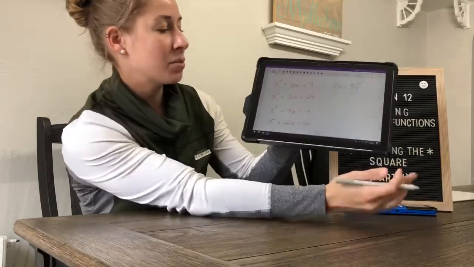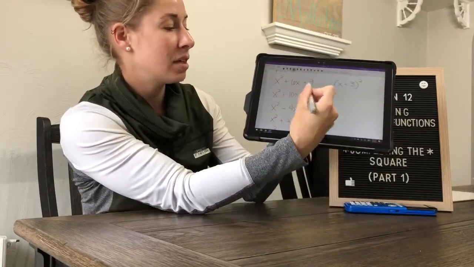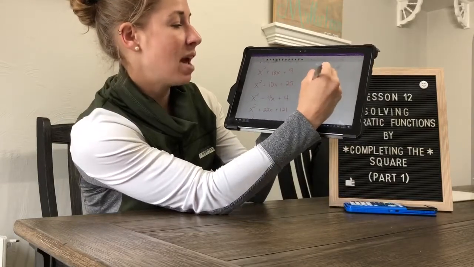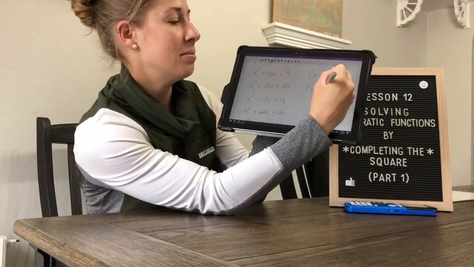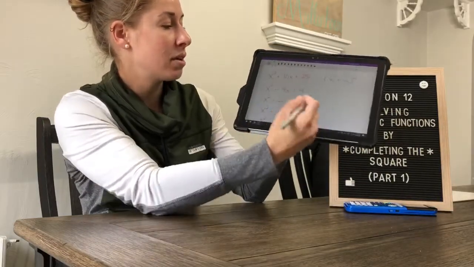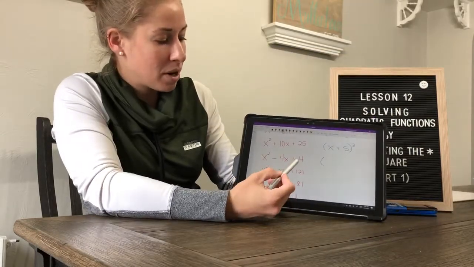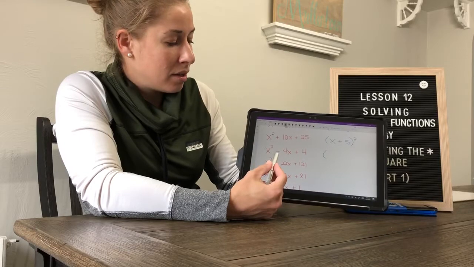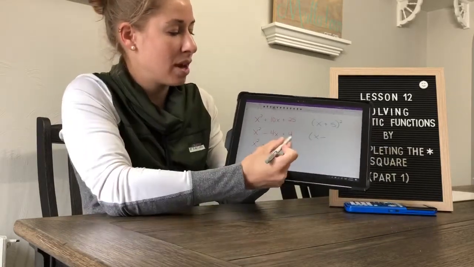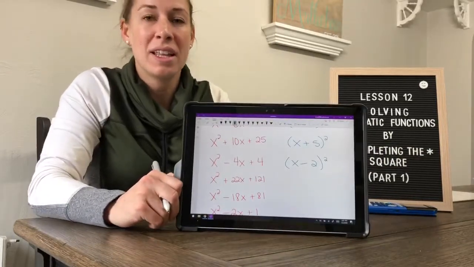The next one, x squared plus 10x plus 25. That is a perfect square trinomial. First and last terms are perfect squares. Your middle term is 2ab. Square root of the first term is x. First sign, plus. Square root of the last term, 5. Quantity squared, done. The next one, perfect square trinomial. Square root of the first term, x. Sign, subtraction. Square root of the last term, 2. Quantity squared, done. See how easy that is?